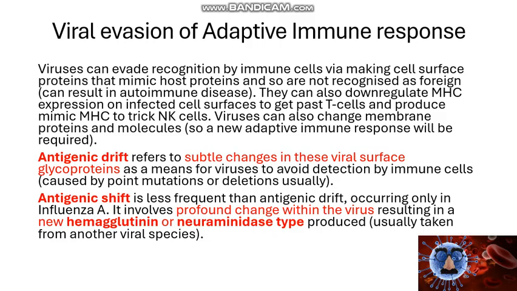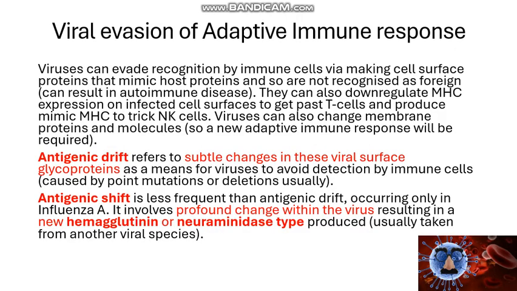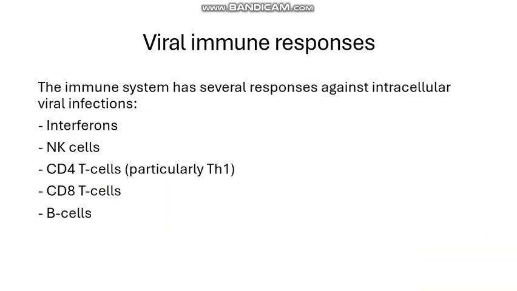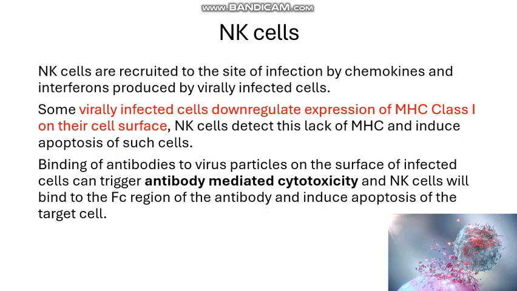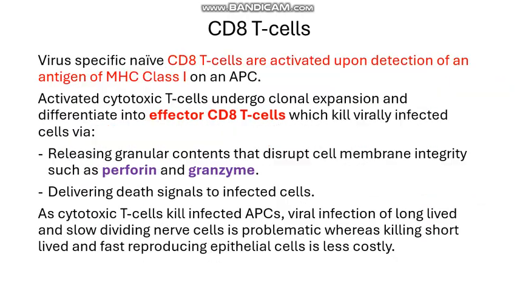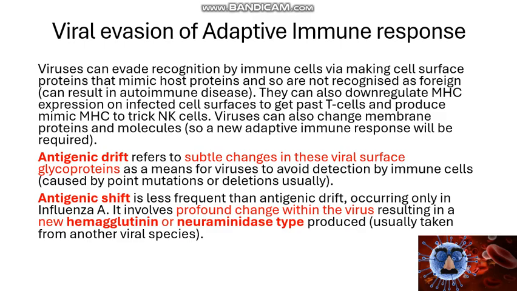So it's a bit of a mouthful for not really much content, but this is the main thing to take away. So we went over the adaptive immune system's viral immune responses, and the last one we talked about these mechanisms of the adaptive immune system's response to viruses. And then we talked about how viruses are able to evade these mechanisms. So that's it for that.